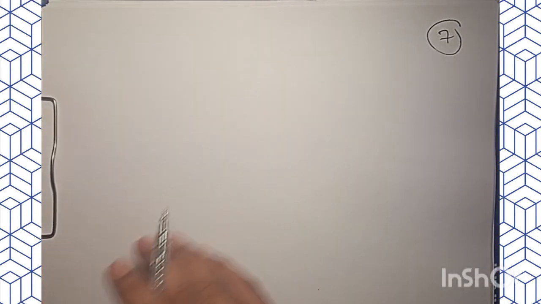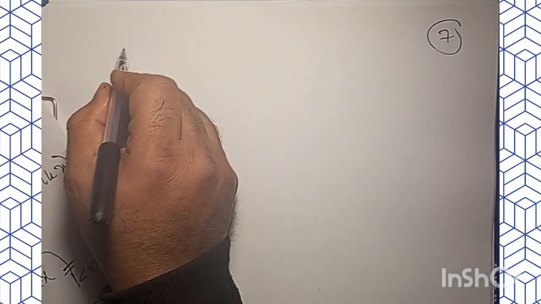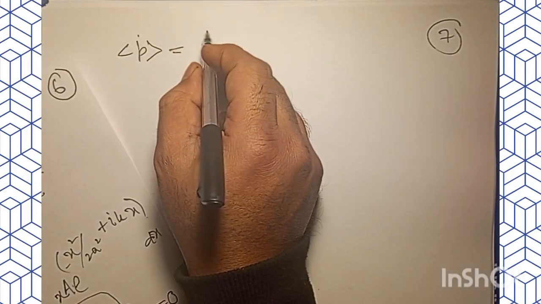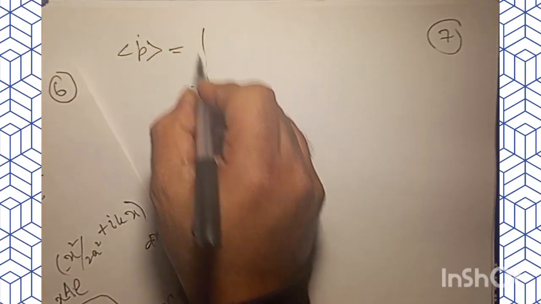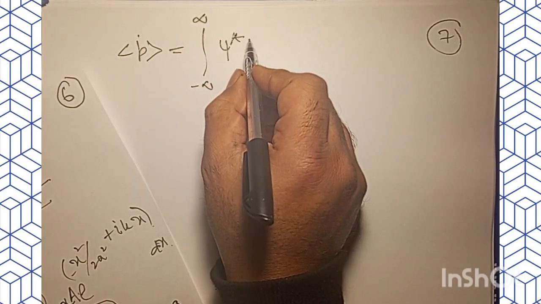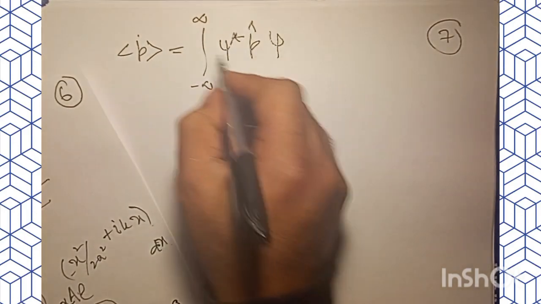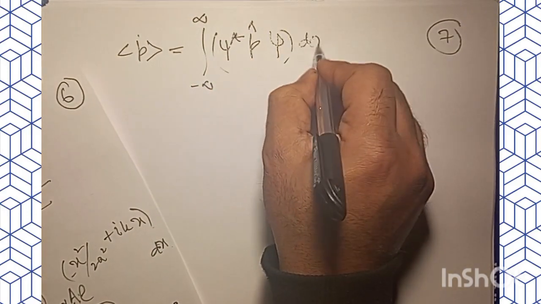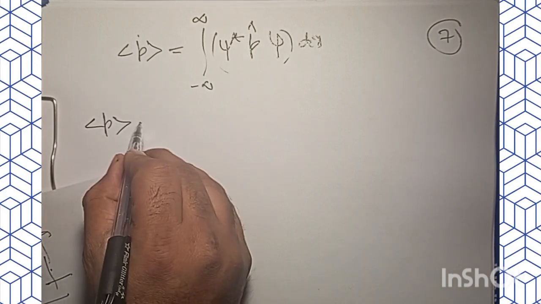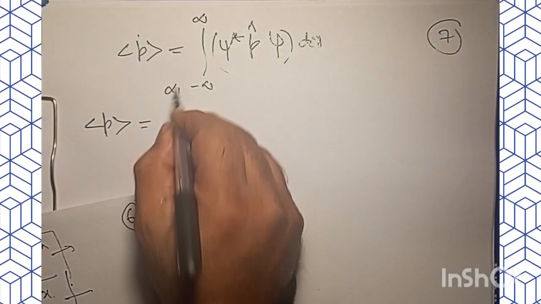Now moving on, we have to find the expectation value for momentum. So I have p, and for that, what should I do? I should write the integral from minus infinity to infinity. For that, I will have psi star, then the operator of momentum, and then I will be using psi and dx. This should be the case, and here the expectation value of momentum will come out to be. So here I have minus infinity to infinity.